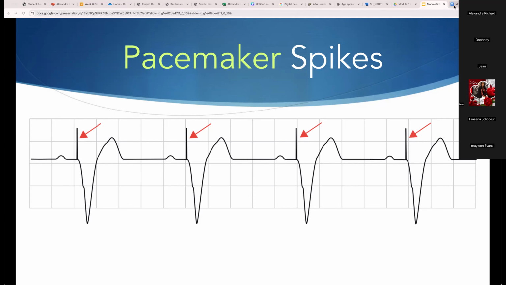This is ventricular pacing because it comes before the QRS. Very, very good.